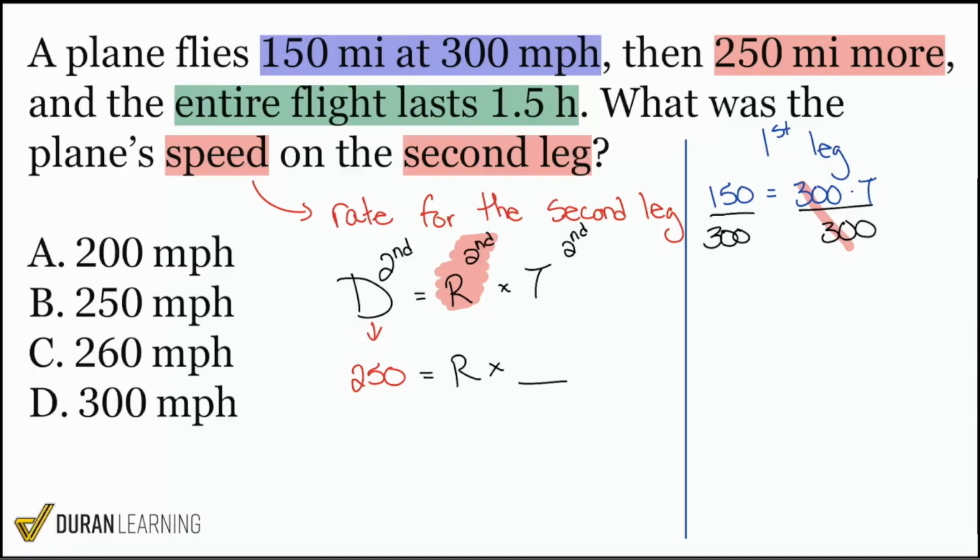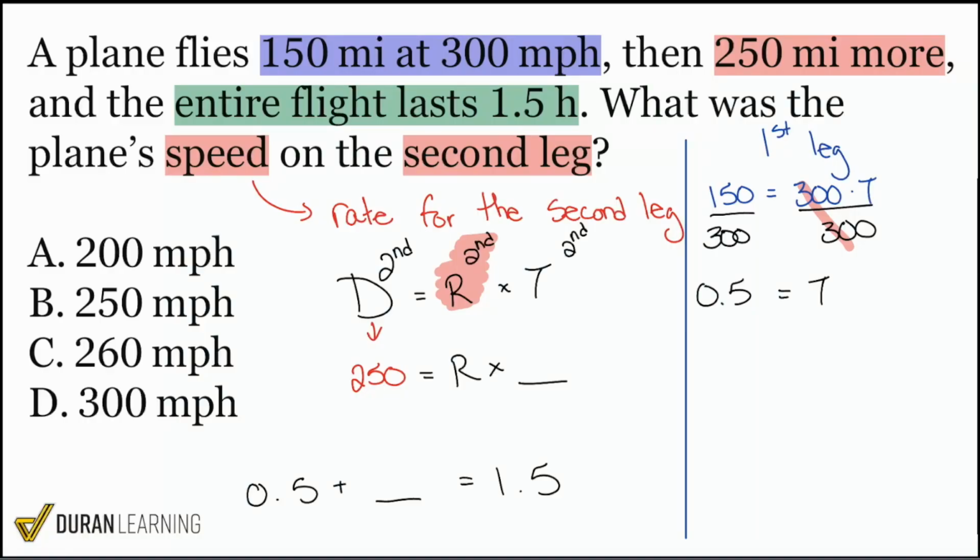What I notice is that 150 is exactly half of 300. Knowing that relationship, I can write the time as half of 1, 0.5. And there we are. So the time is half of an hour for the first leg. And we know that the total time is 1.5 hours.